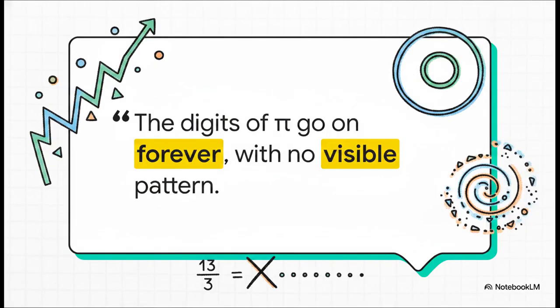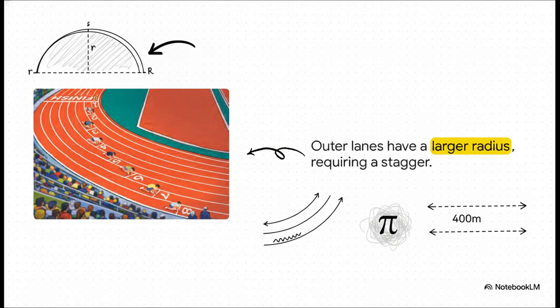Listen to this. As our source notes, and I quote, "The digits of pi go on forever with no visible pattern. Pi cannot be written as a ratio of two integers. Such numbers are called irrational." This is a complete mathematical wildcard. Unlike a neat fraction like 1/3 that repeats in a nice rhythm, pi has absolutely no repeating pattern whatsoever. It is an infinite, chaotic string of numbers that somehow perfectly represents the symmetry of a circle. And this brilliantly illustrates the answer to our racetrack mystery.